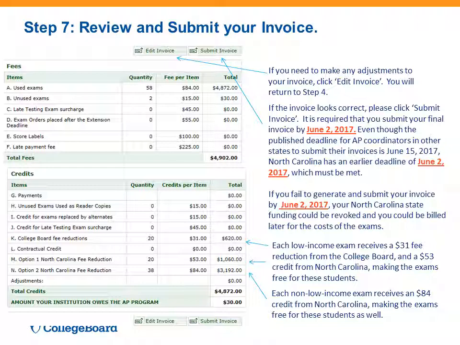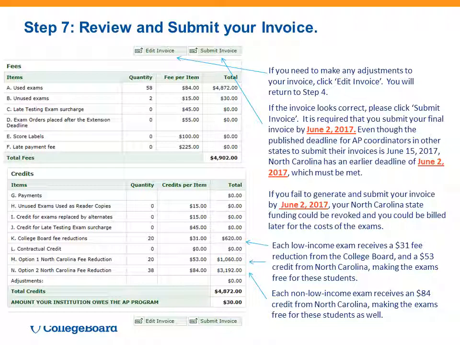Even though there is a published deadline on the national website that's June 15th, in North Carolina, you want to meet this earlier deadline. If you fail to generate and submit this invoice by June 2nd, your North Carolina state funding could be revoked and your school or district would be billed later for the cost of all your exams, which is not a situation that we want you to be in.